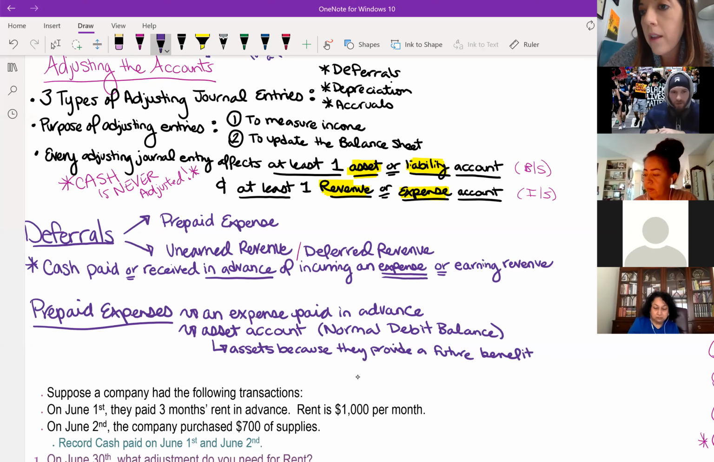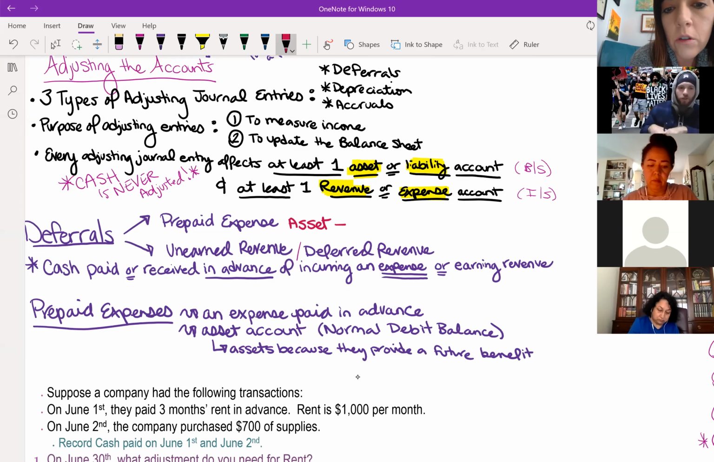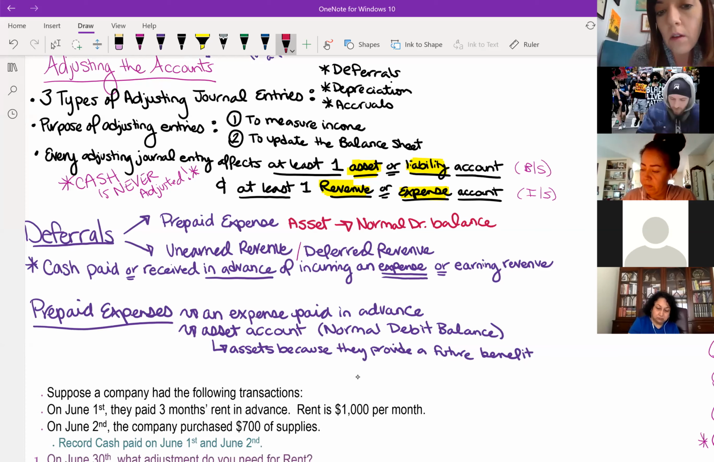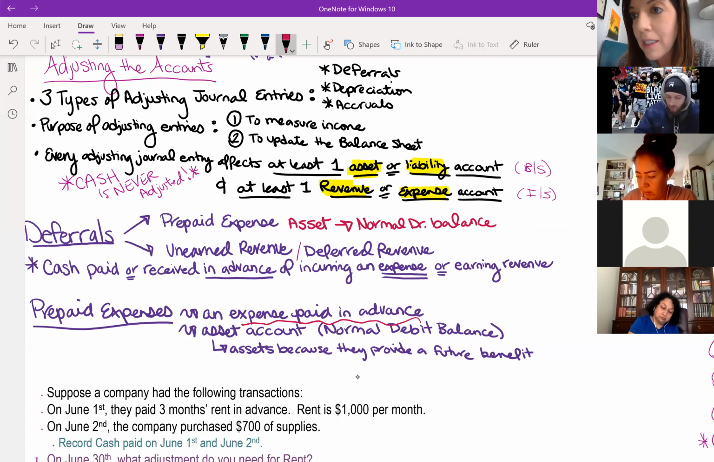So a prepaid expense is an asset. So it has a normal debit balance. It increases with a debit. And a prepaid expense is an expense paid in advance. So we've paid for an expense in advance of owing for that expense, in advance of incurring that expense.